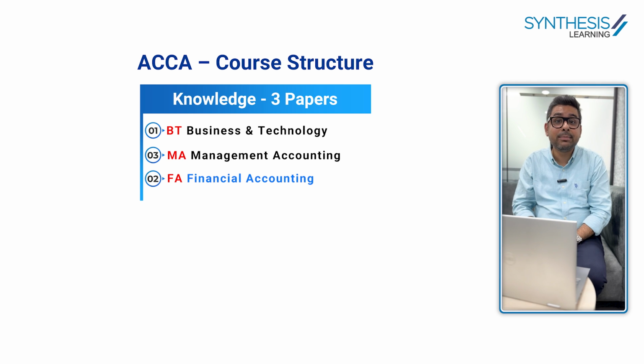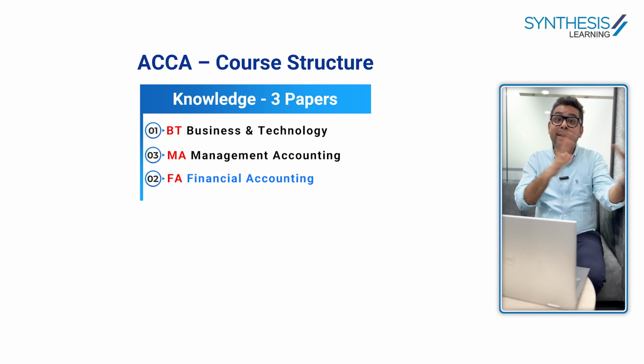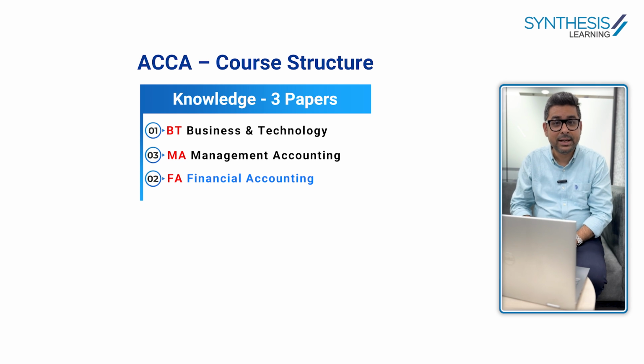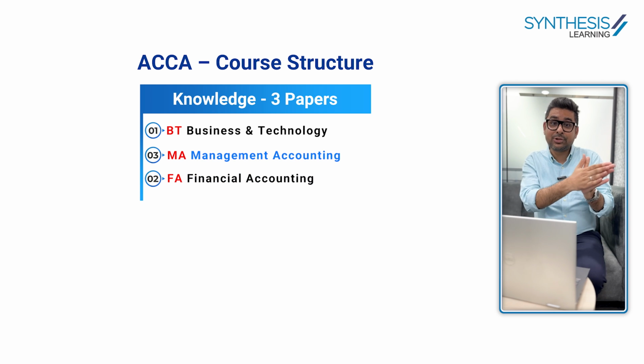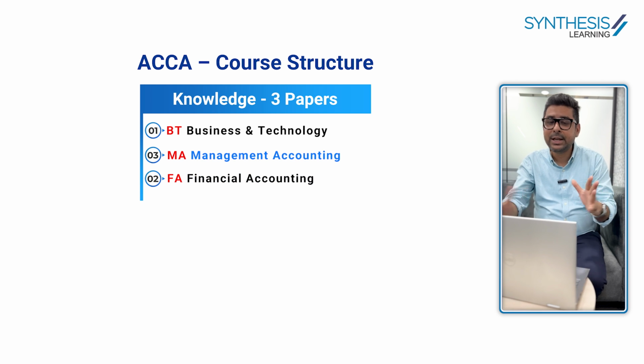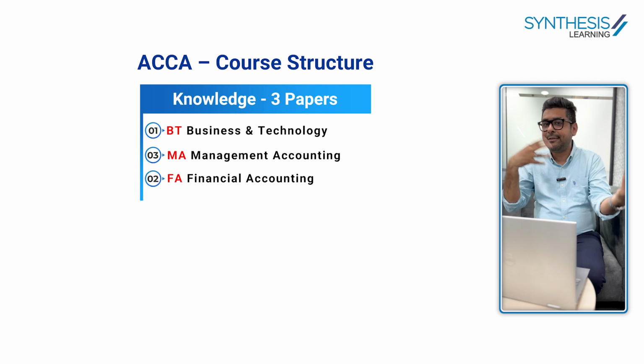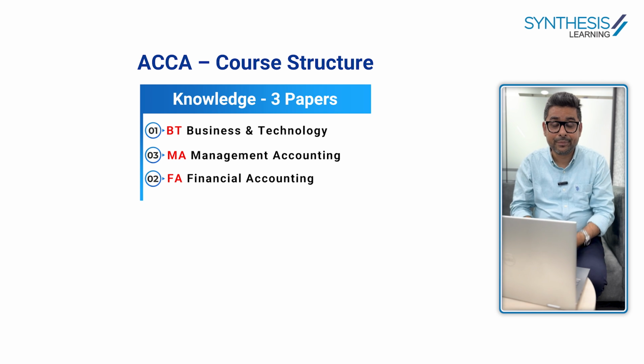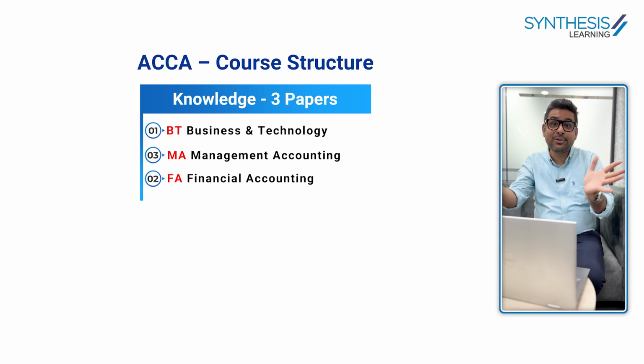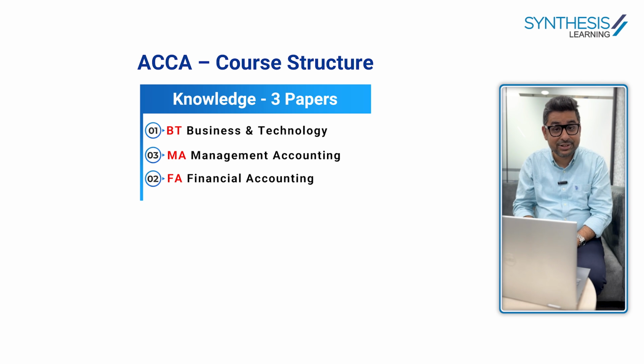FA, financial accounting, because most of the students have done an accounting paper in their schools or colleges. So you have some bit of a background, followed by MA, which is management accounting, which actually is the toughest of the 3 papers. So BT, FA, followed by MA is a good order. Again, I repeat, there's no right or wrong order, but this is just generally the trend.